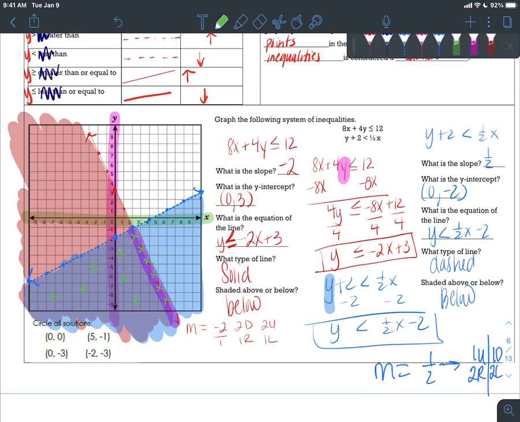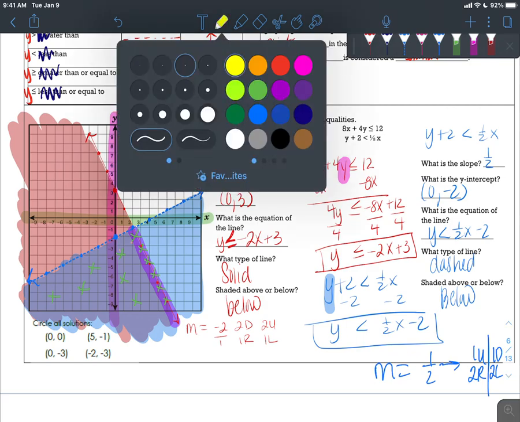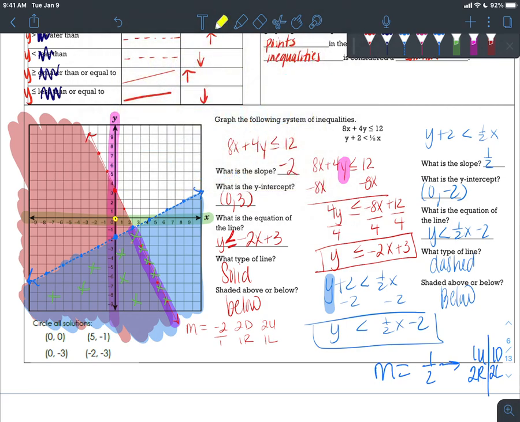Okay? So now I'm going to look at the 4 example solutions they gave us. (0, 0), (5, -1), (0, -3), (-2, -3). So let me choose a better color. I'm going to look for (0, 0). That's not a solution. (5, -1). Nope, that's not even in the purple area. (0, -3). Yes, that is. Okay, so that's 1.